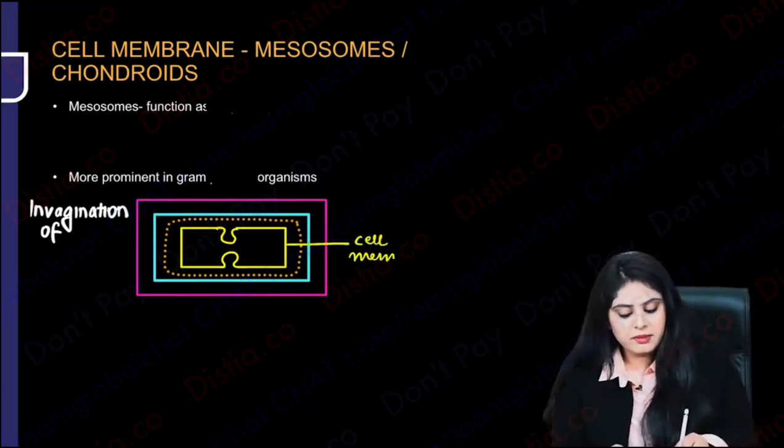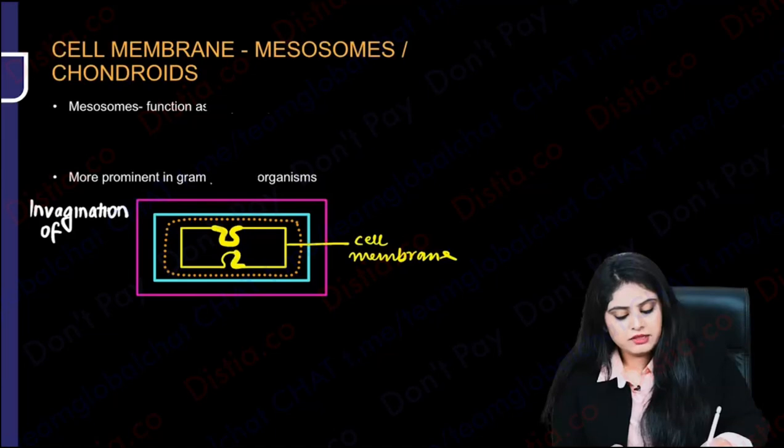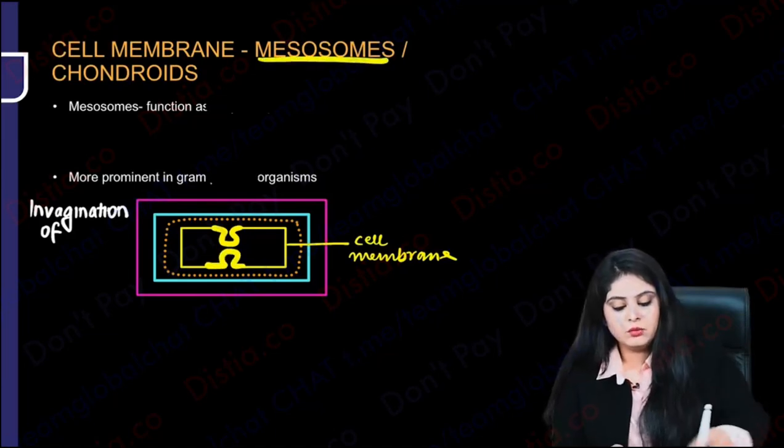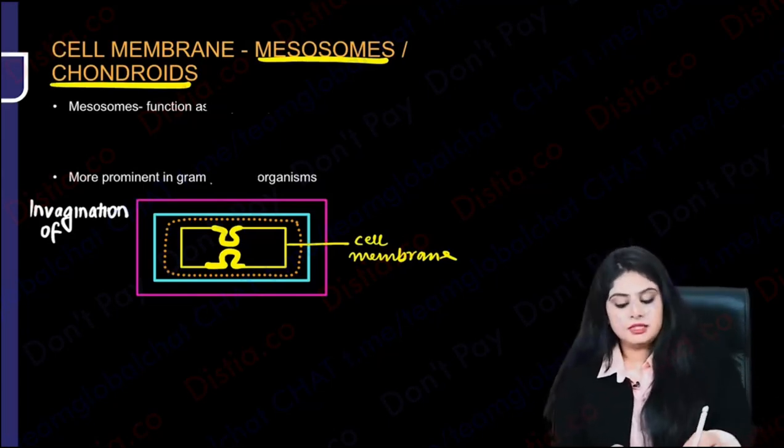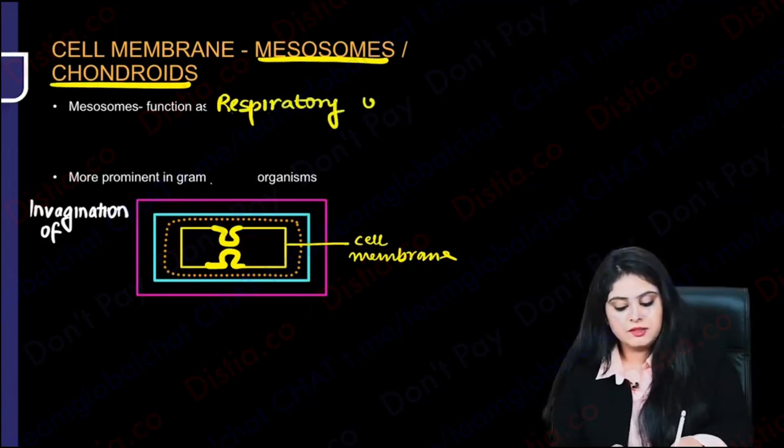And can you see the cell membrane is dipping inside? Can you see this dip over here and this dip over here? This is known as a mesosome or chondroid. What is mesosome or chondroid? Basically, how does the bacteria breathe? What is the respiratory unit of a bacteria? That is what a mesosome is.